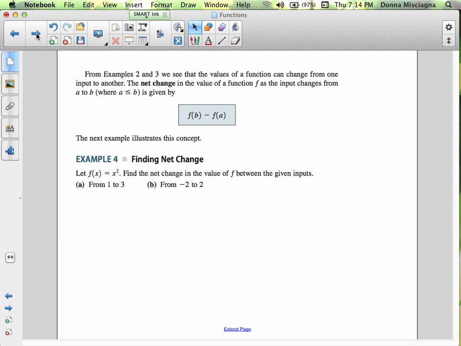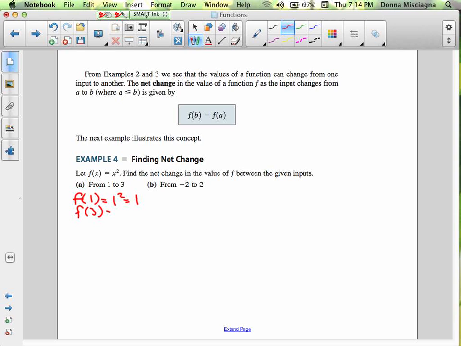All right, so f of 1 would be 1 squared, or 1. F of 3 would be 3 squared, or 9. So the net change is f of 3 minus f of 1, which is 9 minus 1, or 8.